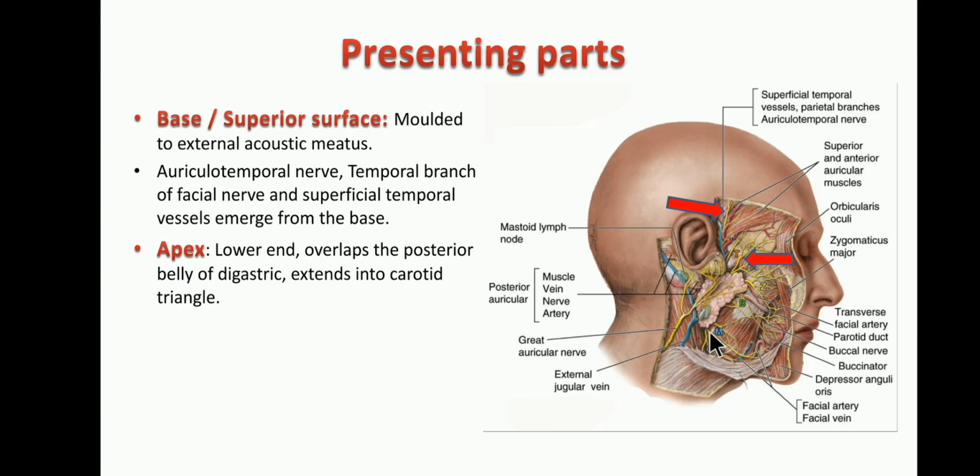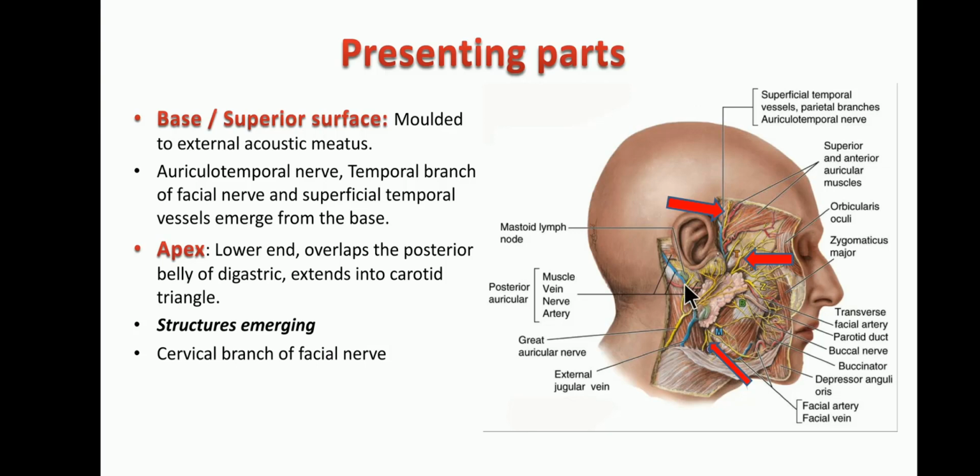So sometimes it is seen in the uppermost part of the carotid triangle. Now what are the structures emerging? The cervical branch of facial nerve. Okay, so the cervical branch of facial nerve emerges from the apex. Then the commencement of external jugular vein. So that is the external jugular vein just starts after it is formed.